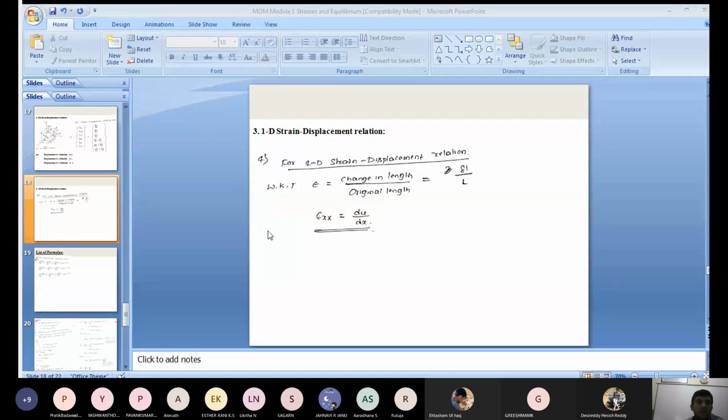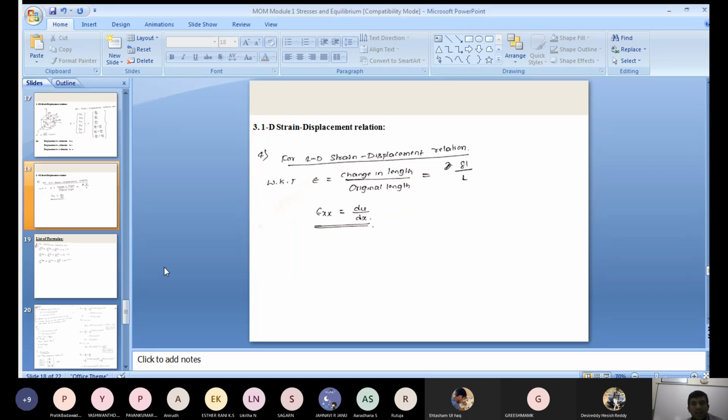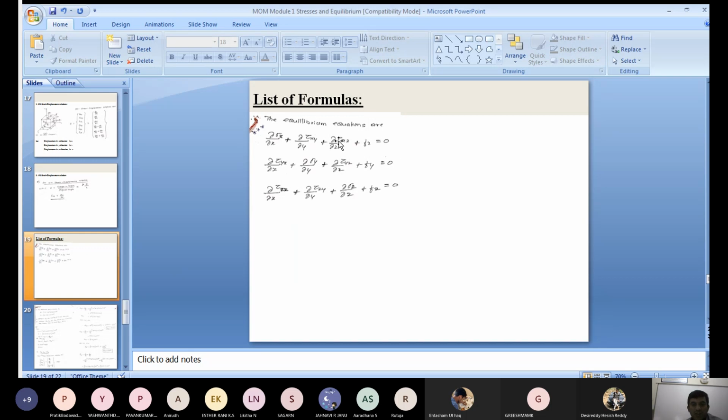It is dx, du by dx. You should remember this, the strain displacement relationship for one dimensional, two dimensional and three dimensional cases. After this you write the list of formulas.